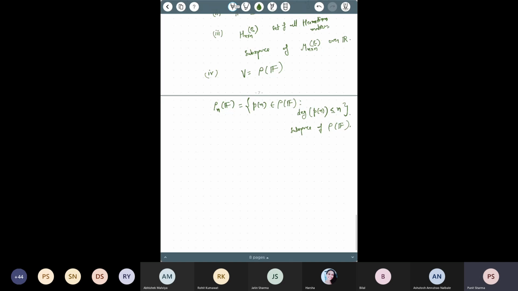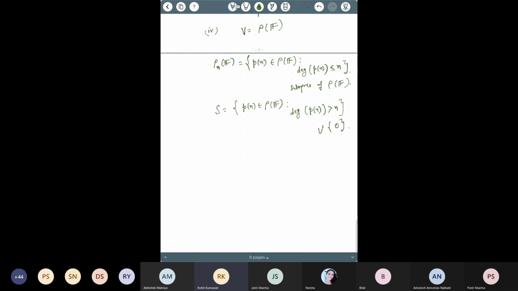Now what else did you say? Let's say the other set you said is S. Zero polynomial, and polynomials generated by degree n plus 1, n plus 2, n plus 3. Okay, so you're saying degree of p(x) is greater than n, and union the zero polynomial. Yes. Generated by x^(n+1), x^(n+2) and so on.